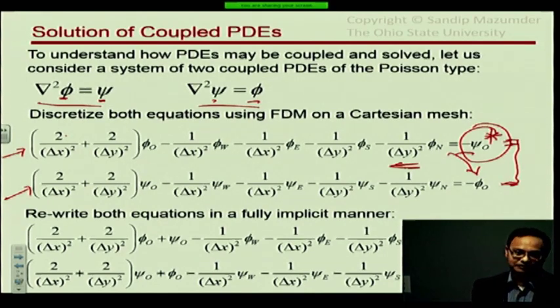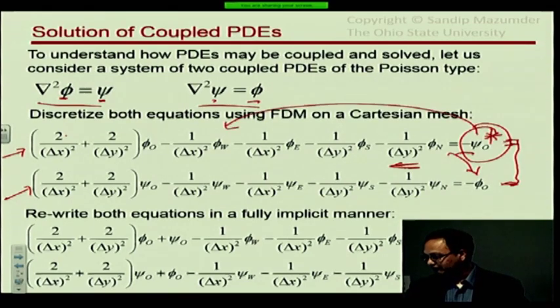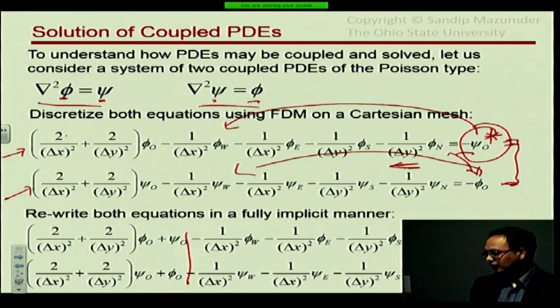But what if we wanted to do everything in an implicit way, completely implicit or fully implicit? Okay, so then what I'm going to do is transpose this term to the left-hand side of the equation, write it here. So now my entire equation set is implicit, all unknowns together.